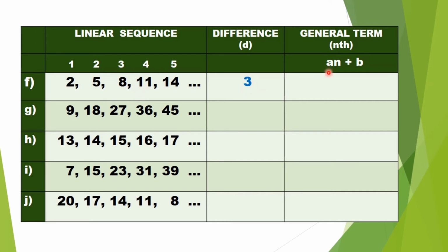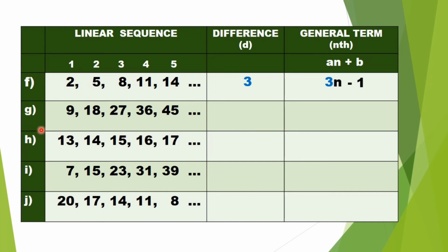Substitute to a, so we have 3n. The first term here is 2. So we subtract 1. Because if n is 1, 3 times 1 is 3, minus 1 is 2.